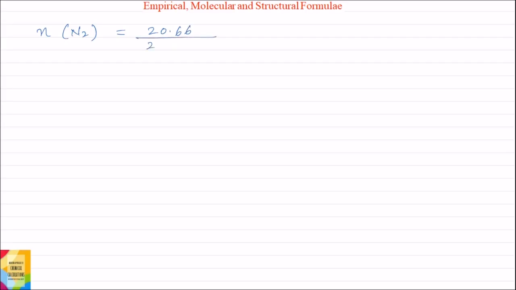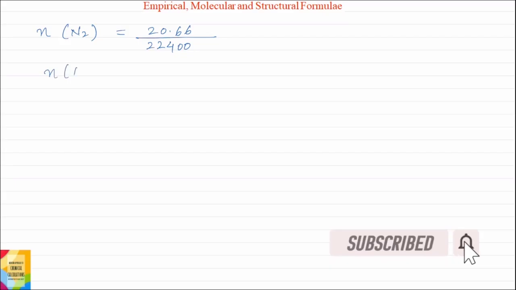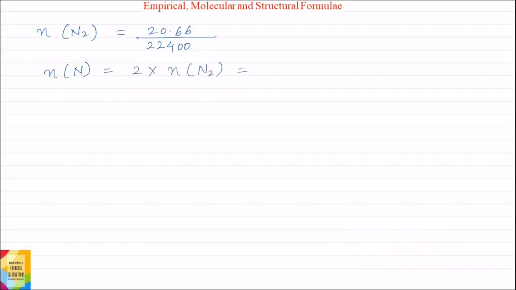molar volume, that is 22400 milliliter. So this is the moles of nitrogen, and moles of nitrogen atoms will be equal to 2 into moles of nitrogen. So this is equal to 2 into 20.66 divided by 22,400 milliliter, and this is equal to 0.0018 moles. Now this is the moles of nitrogen in 0.2 gram of the base.